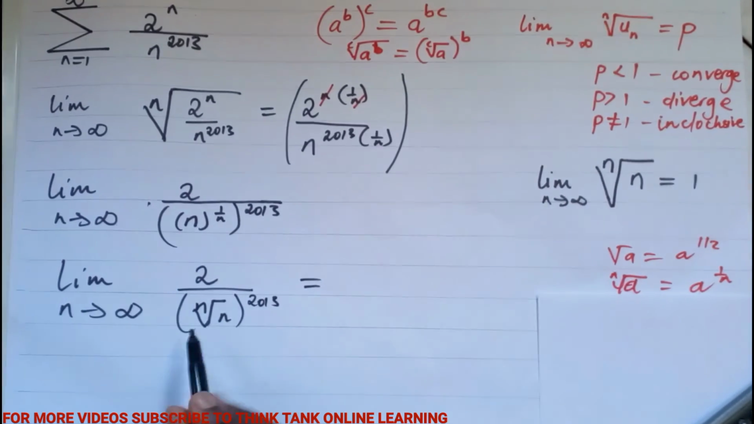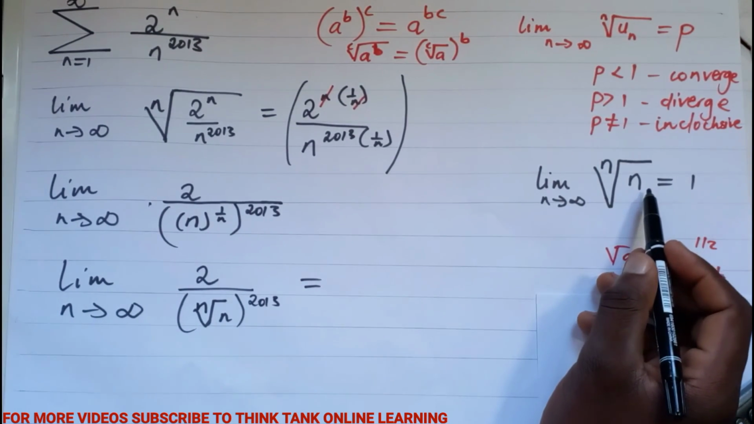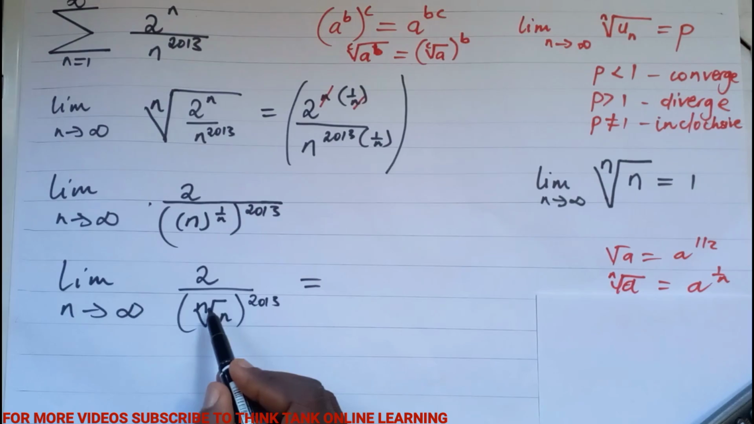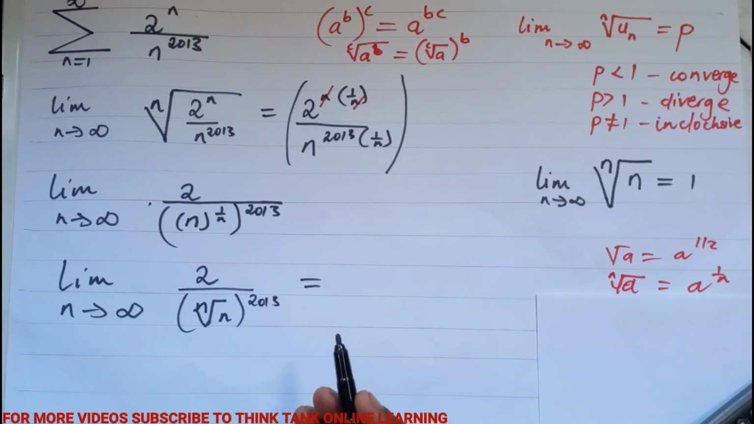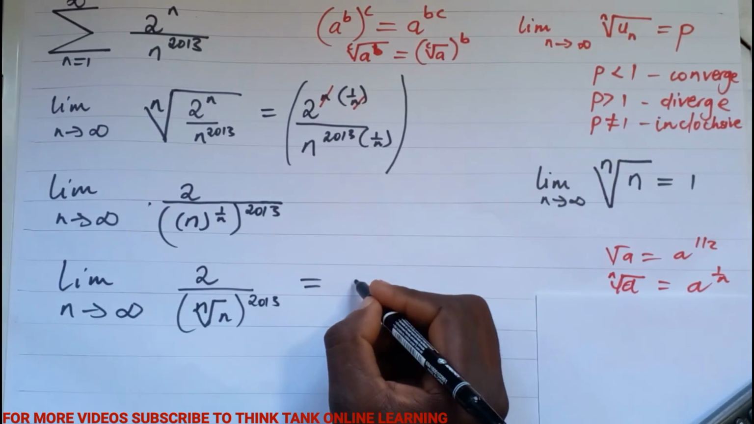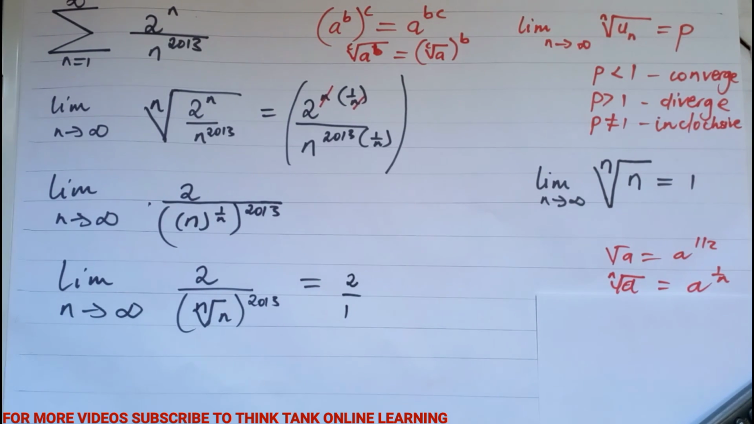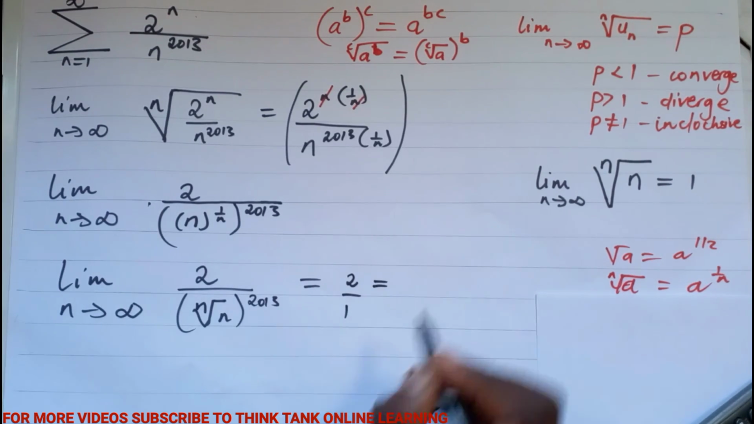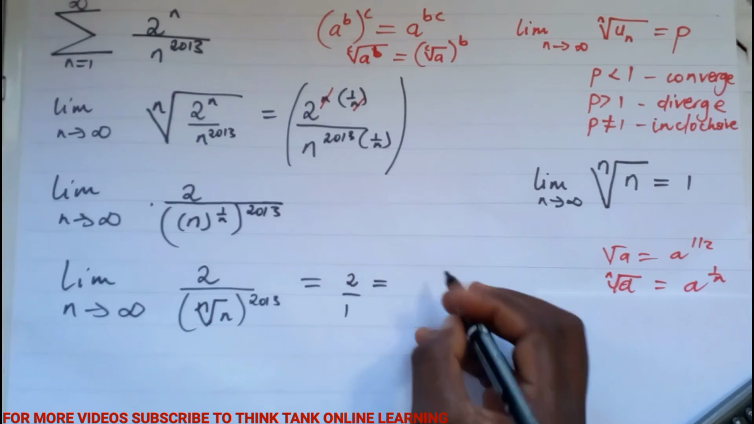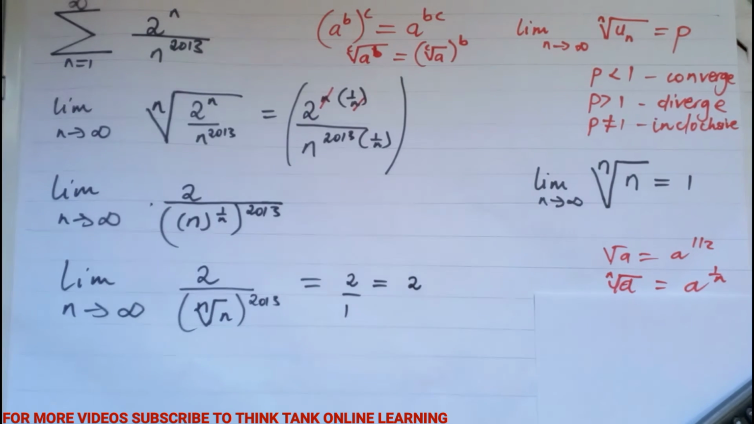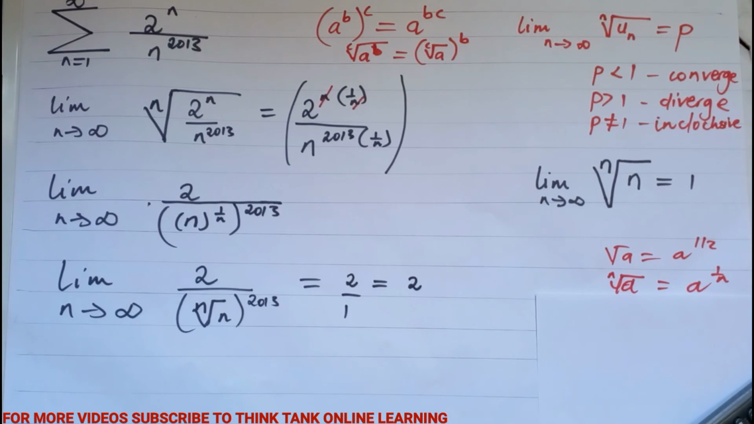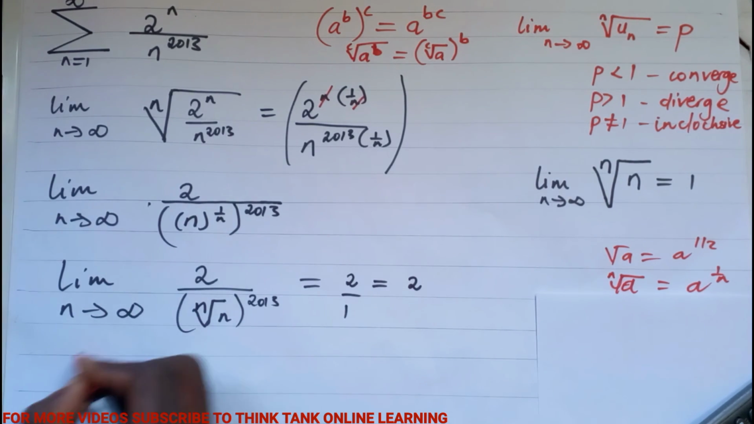Okay, and we know what the nth root of n is. We know that is equal to 1. So it's the same as saying 1 to the power 2013, and 1 to the power of any number is equal to 1. So 2 divided by 1 is equal to 2. Then our limit, which is p, is 2. Then we know that 2 is greater than 1. Then what is the conclusion? So the series diverges.